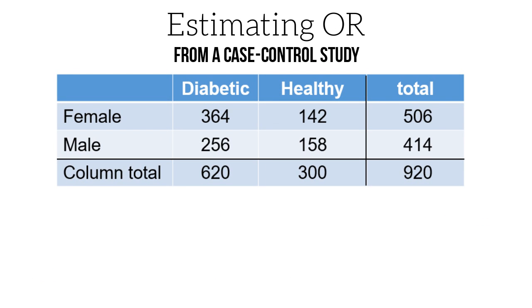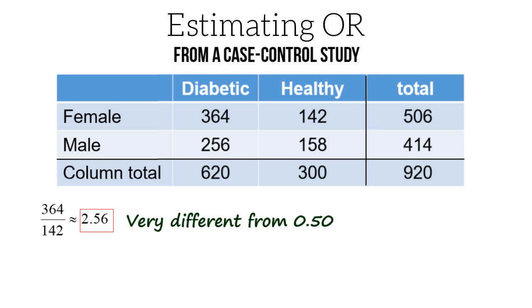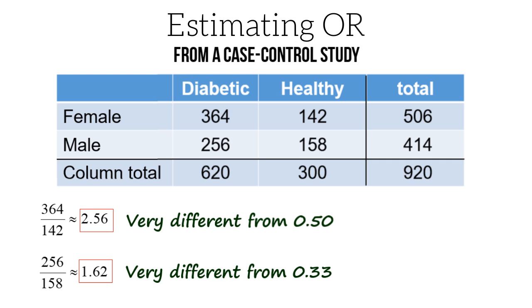Next, we'll look at the case control study presented before. We have seen in the previous unit that the population risk for females and for males cannot be accurately estimated from the sample. Not surprisingly, the same holds for odds. Going through the same mechanics, 364 divided by 142 is approximately 2.56. And this is very different from 0.5, which is the population female odds. 256 divided by 158 is also approximately 1.62, and this is very different from 0.33, which is the population male odds.